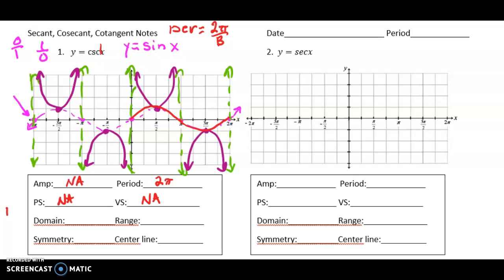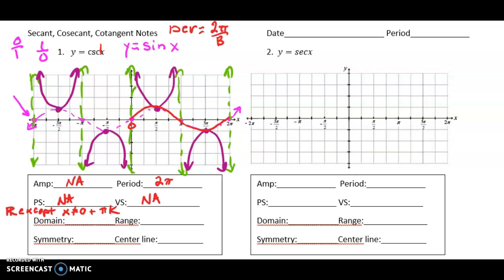The domain is kind of tricky. The domain is all reals except where we have those vertical asymptotes. So where do we have the vertical asymptotes? I usually start at any one of them, like that one's x equals 0. So x cannot equal 0, or how far are my vertical asymptotes apart? They're apart pi k. So my domain is all reals except x cannot equal 0 plus pi k.